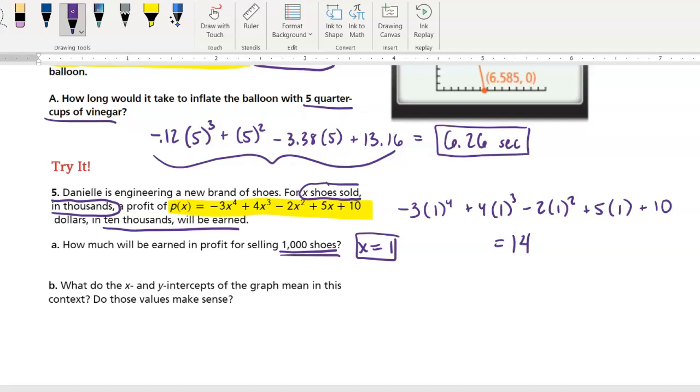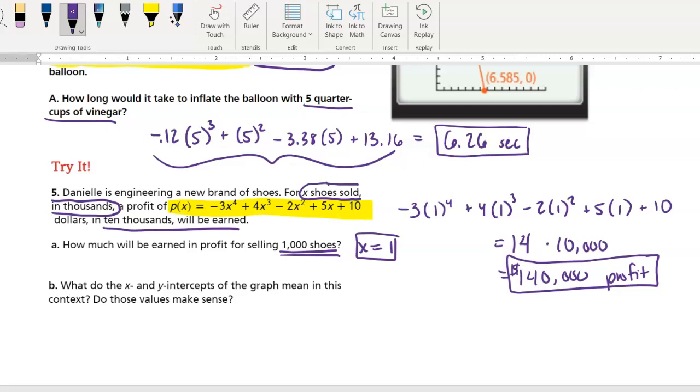Now we got to interpret what that 14 means. That 14 represents 14 10,000s. So we'd have to multiply that times 10,000. So that's equivalent to $140,000 profit. So if she sells 1,000 shoes, she would make a profit of $140,000.